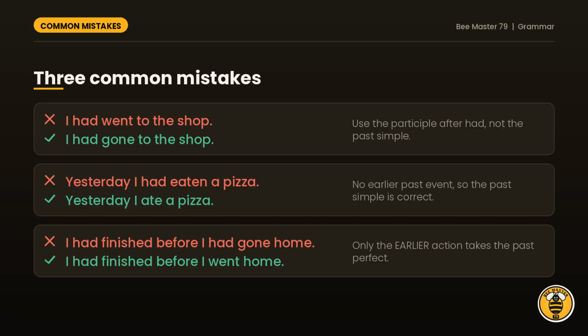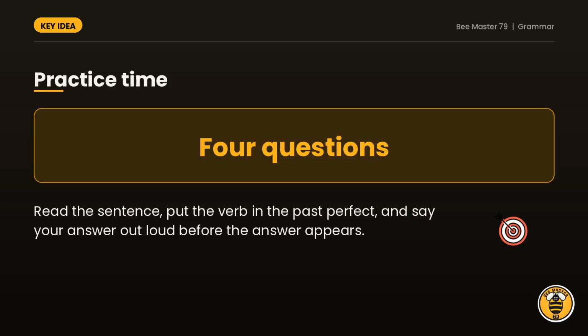Mistake 3. Using the past perfect twice in one sentence. Only the earlier action takes the past perfect. I had finished before I went home. Now it is your turn for practice questions. Read each sentence, put the verb into the past perfect, and say your answer out loud before the answer appears on screen.